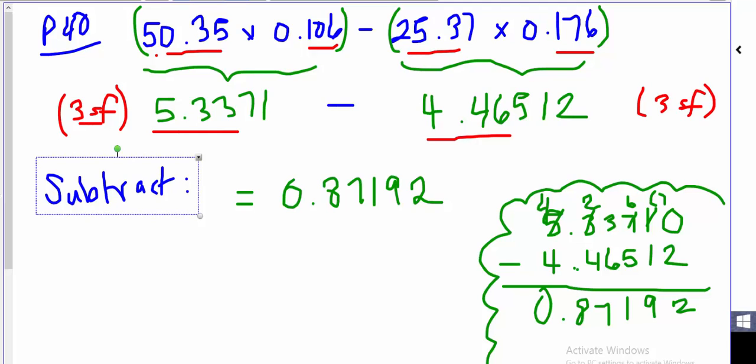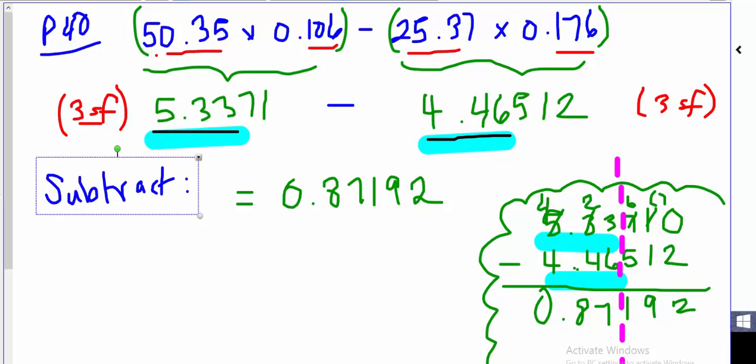But notice that with our rule for subtraction and addition, we are only allowed to have the correct number of decimal places as the least number of decimal places in our data. And because of the numbers that we're using, we are only allowed to go to 2 decimal places. So in other words, we could draw our line. If we were to draw our line here, our line would be right here.